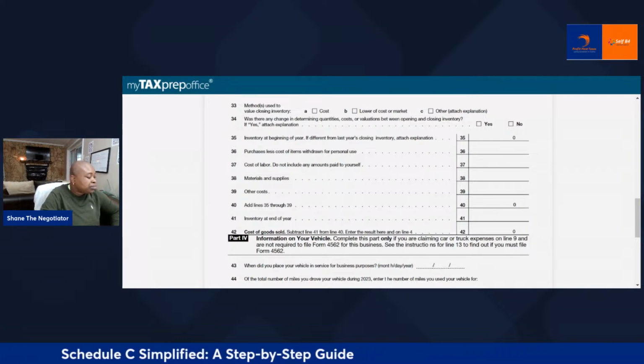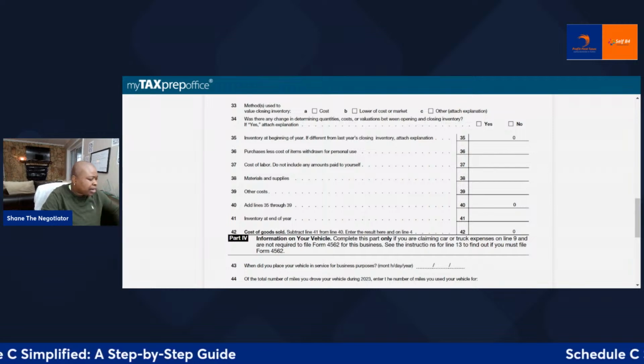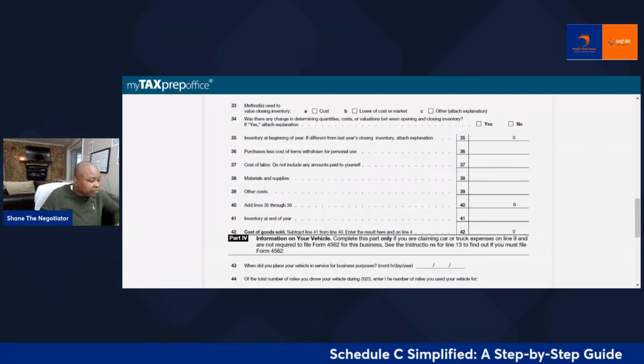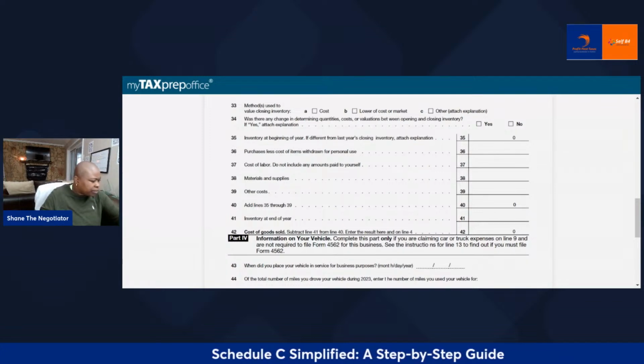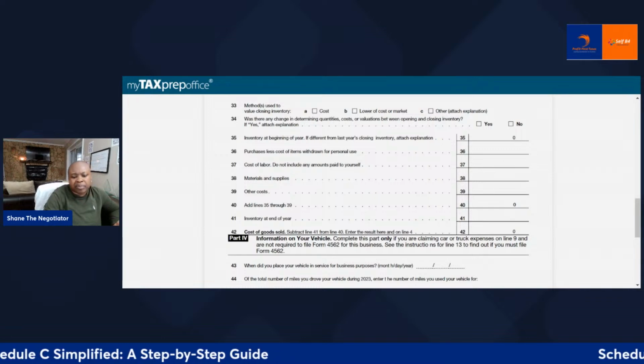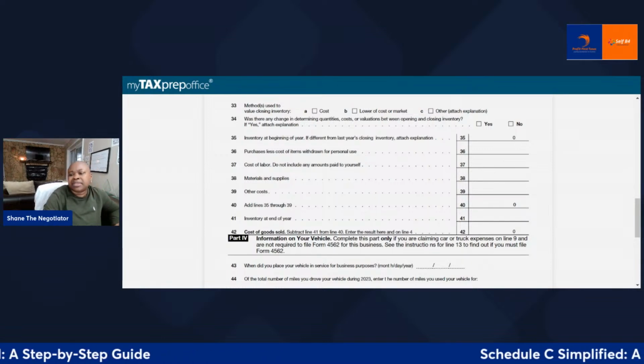Cost of goods sold, subtract, I think we already did that. Subtract line 41 from line 40. So the 41, we're going to go ahead and put the numbers in that particular spot.